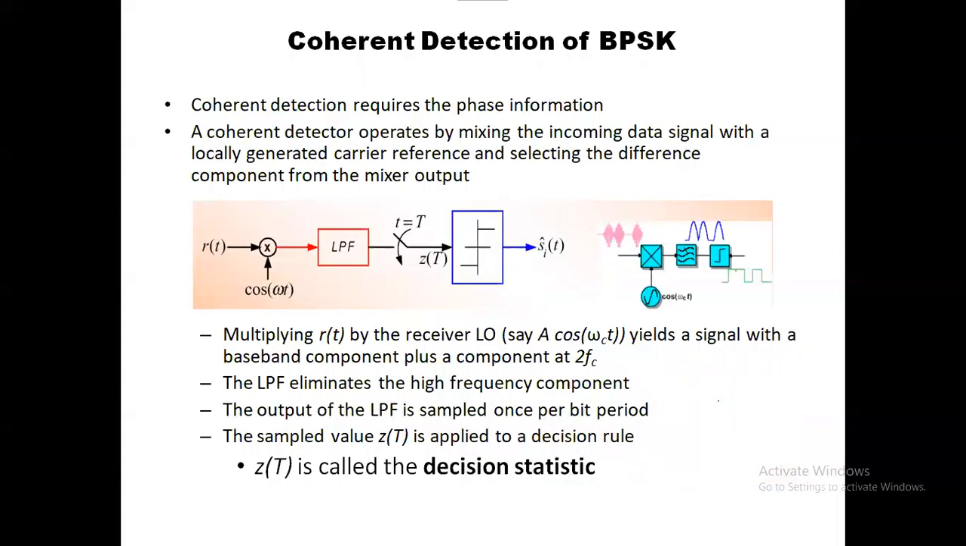So coherent detection of BPSK is almost the same way we do it for binary ASK. The signal is multiplied by the locally generated carrier, low pass filtered, and after sampling we make a decision on the symbol transmitted. This is almost the same as binary ASK, because binary PSK is also one dimensional.